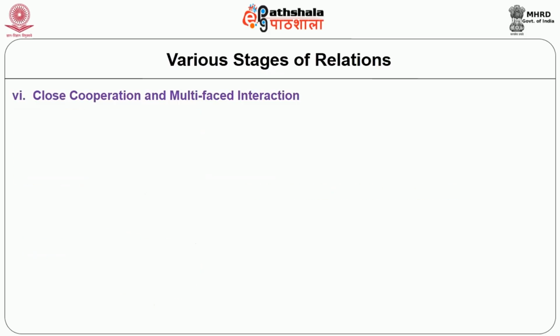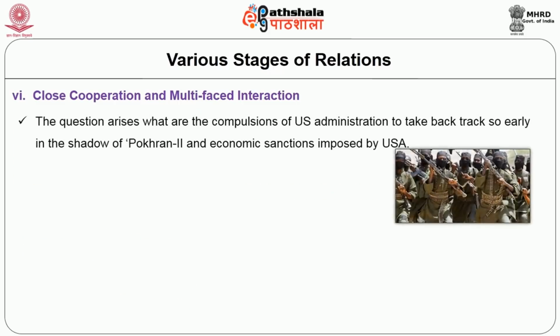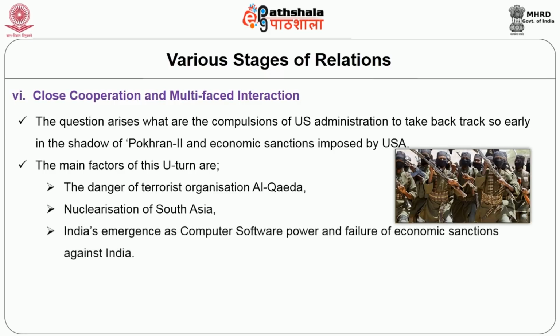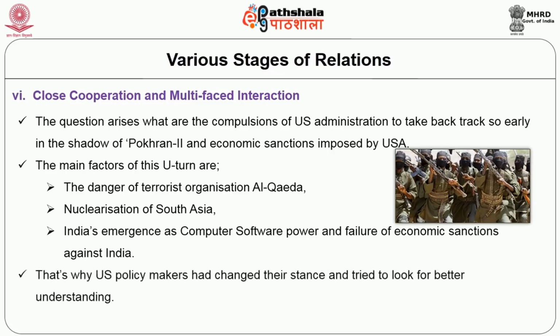The question arises: what were the compulsions of the US administration to backtrack so early in the shadow of Pokhran II and the economic sanctions imposed by the USA? The main factors of this U-turn were the danger of the terrorist organization Al-Qaeda, the nuclearization of South Asia, India's emergence as a computer software power, and the failure of economic sanctions against India. That's why US policymakers changed their stance and looked for better understanding. The result of this change tells the whole story.